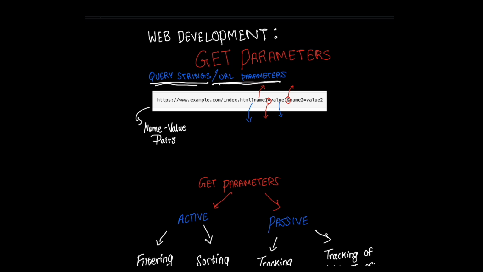So how do get parameters work? They always start with a question mark. Over here, they start with a question mark. This is followed by something called name value pairs, which are separated by the equal to sign. And when there are multiple name value pairs present, they're separated by the ampersand, or in common terms, the and symbol. So that's the syntax behind get parameters, and that's why your URLs look so funky.